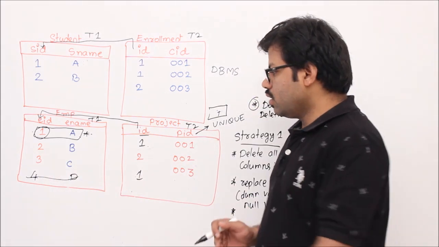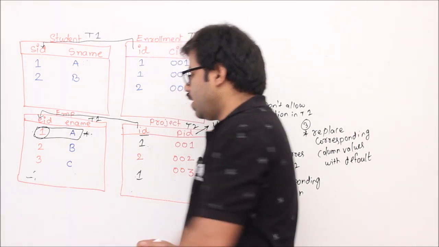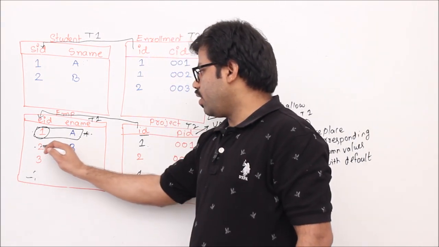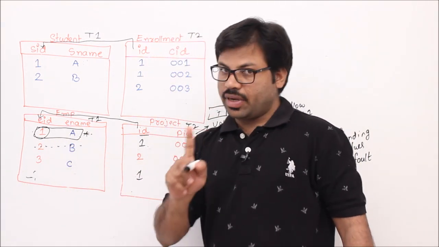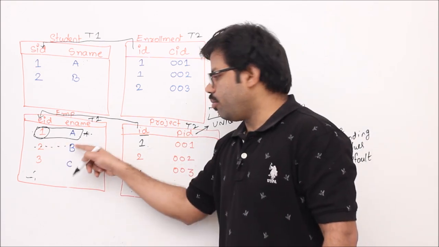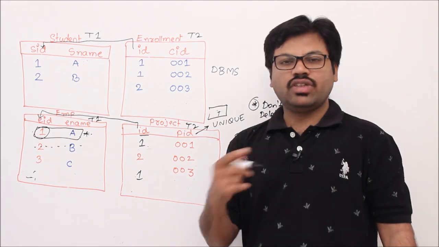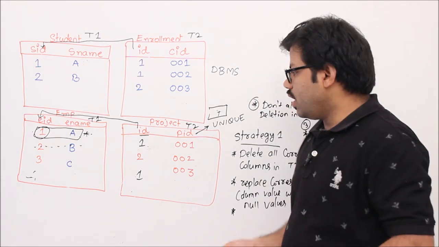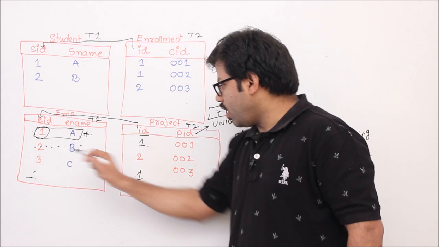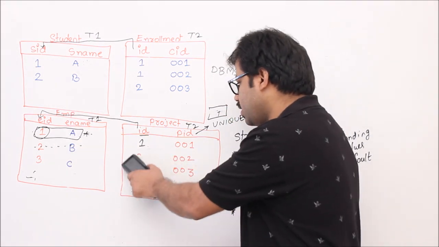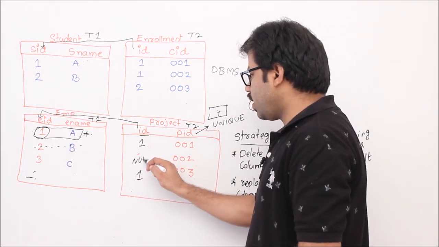And one more thing, some students have this question: sir, I am deleting 2 comma B. Yeah, then it depends on the strategy. When you delete 2 comma B, assume you are applying replace with null, that means strategy number 2. If you are replacing the corresponding value 2 with null, then what happens? This will become null comma 002, correct?